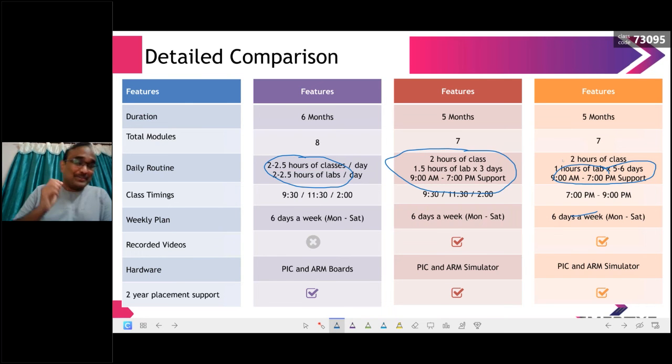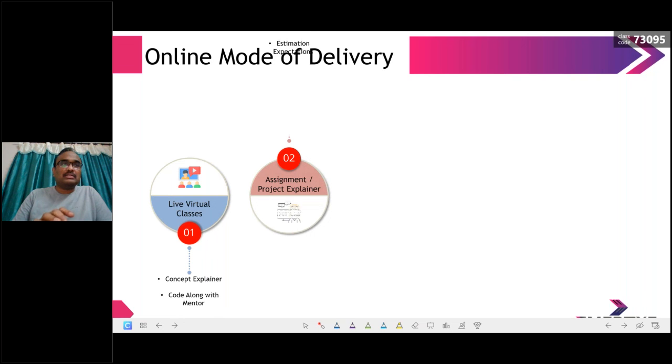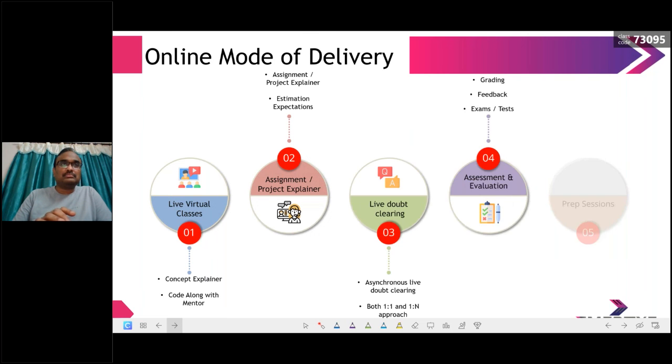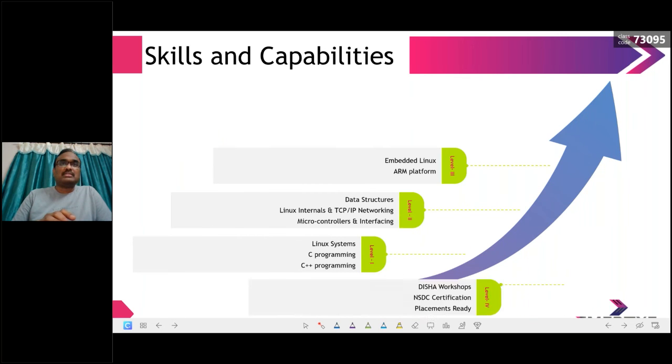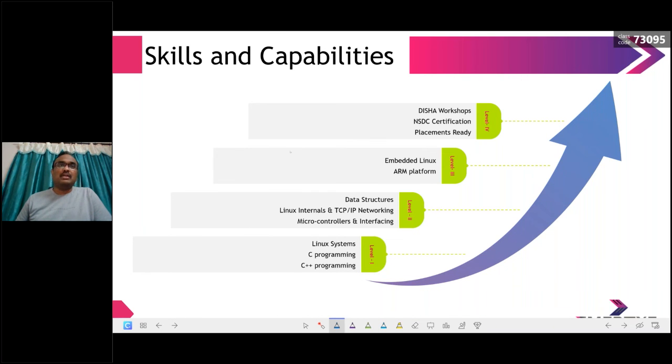Jokes apart, what I'm trying to say is it depends on you purely. You can start applying for placements after the third month, which I already mentioned. If you go to the next slide, it will be a little bit clearer. These are modules which we'll be going through. There are 3 levels, and then subsequently you go for the certification. Typically you can start applying once you are done with the level 1 modules, that is Linux systems, C and C++ programming, which happens around the 3rd month. After that, you can start applying for placements.